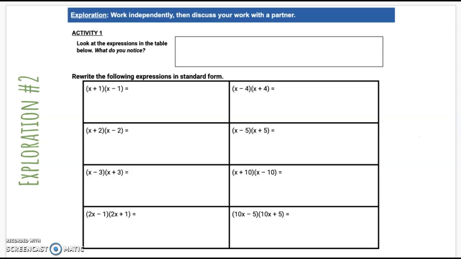So unfortunately with this exploration, it was hard to get it into a 15-minute video. So this is our multiplying polynomials special products video part 2. All right, so let's just dive right in.